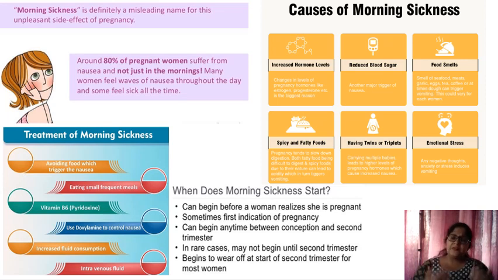Definitely, if the person is suffering from too much morning sickness, then intravenous fluids can be given. That's an option. But we need to increase the fluid consumption, as I told you in the previous video as well, that fluid is a very important factor during pregnancy. So fluid inclusion is very important, along with some vitamin B6, pyridoxine, that is seen to be very good for the treatment of morning sickness.